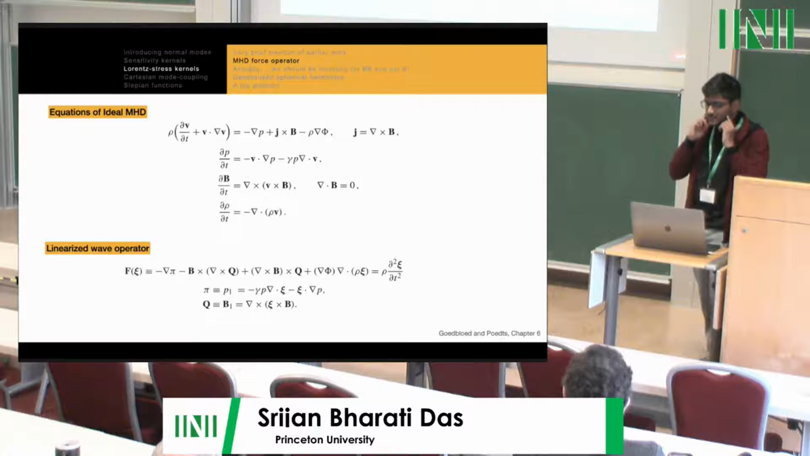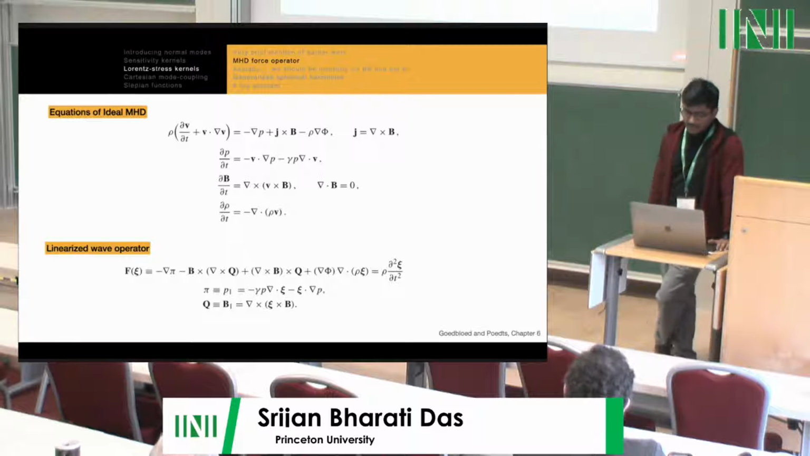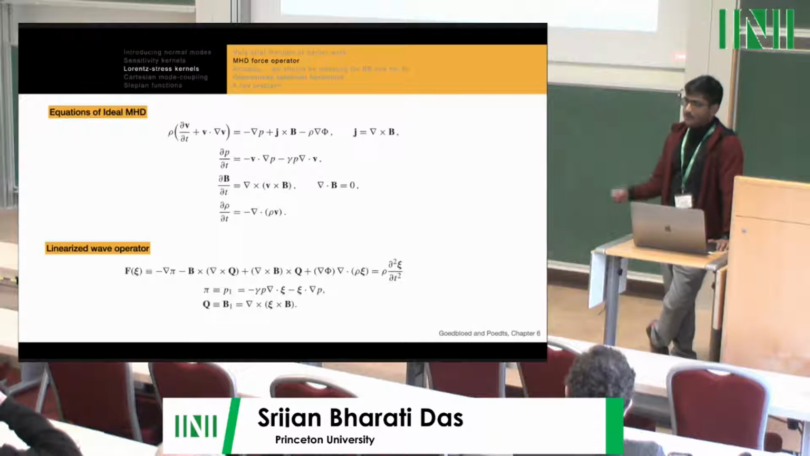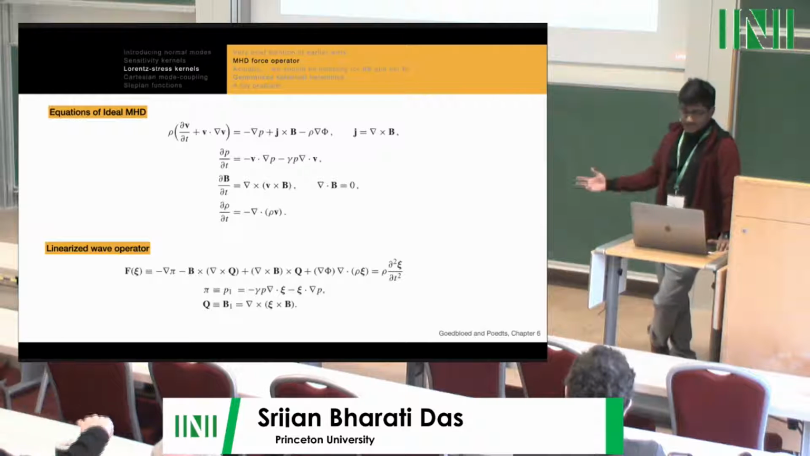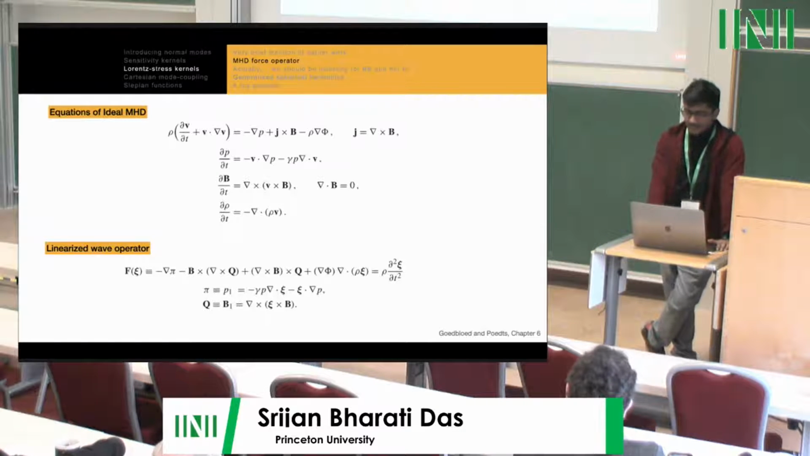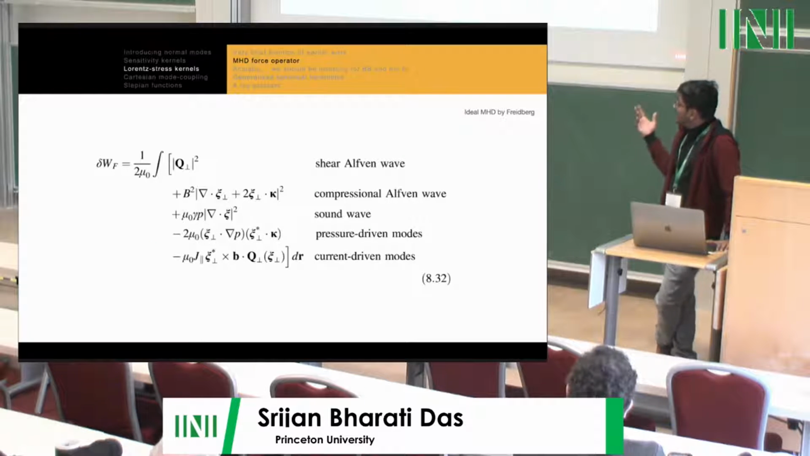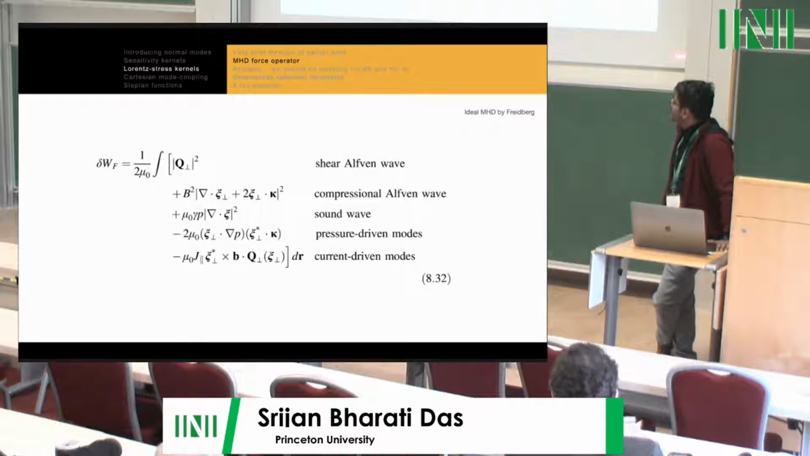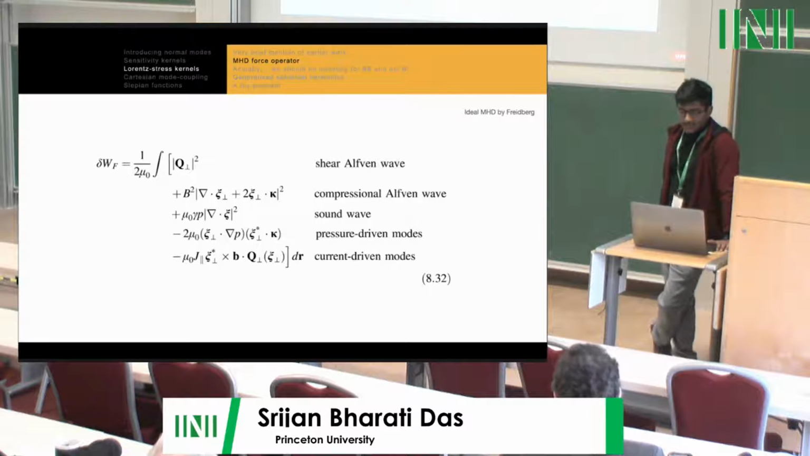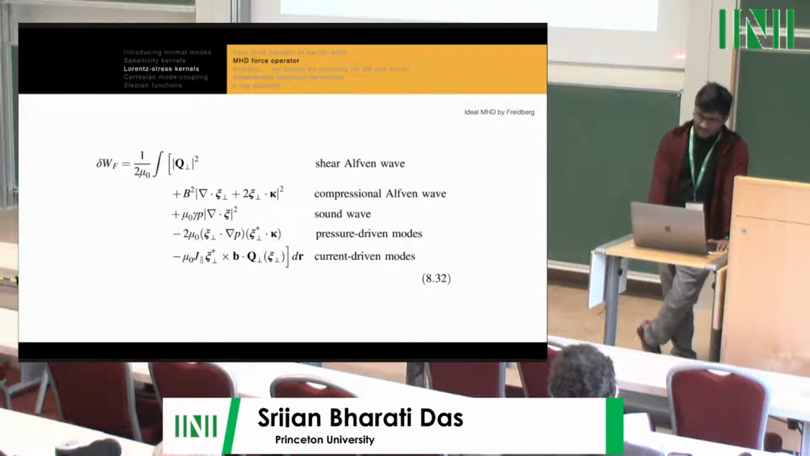The way to do that is just the standard stability treatment of MHD equations. You take the 4 equations. These are ideal MHD equations, by the way. And then you just do a linearization on them and end up with a force operator. We can use the force operator and build the potential field and potential energy, and we can see that you have contributions from all the candidates you would expect, which are the Alfvén waves, the 2 kinds of them, then sound waves, and pressure and current-driven modes. So these are essentially some of the theoretical underpinnings.